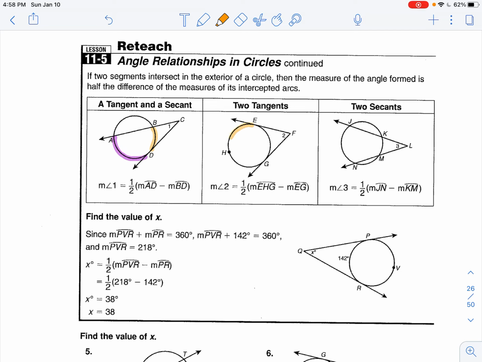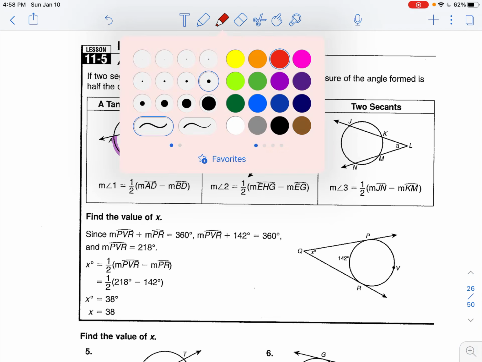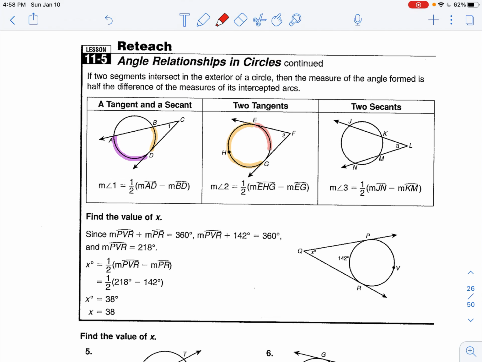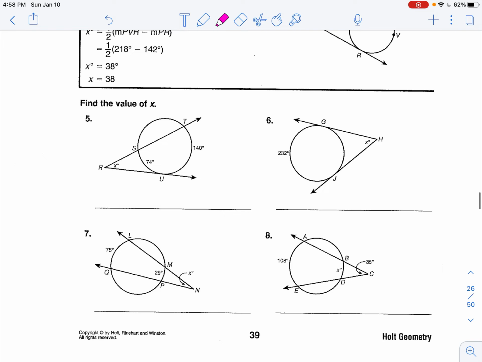We'll do the same thing in the middle when we have two tangents. So we're going to take arc EHG, and we're going to subtract the measure of arc EG, and then multiply by a half. And in the last example, take the larger arc. When we have two secants, JN, we're going to subtract the smaller arc, KM, and then multiply by half.